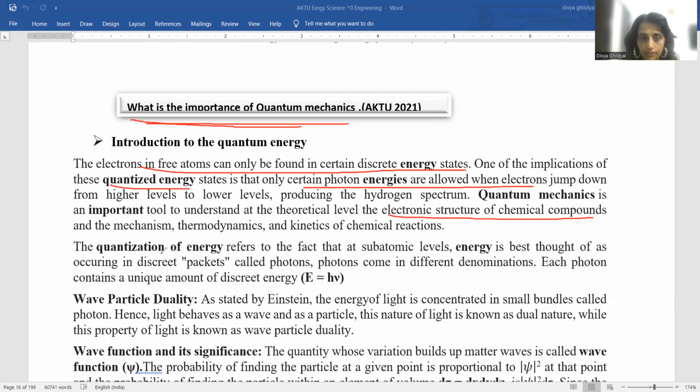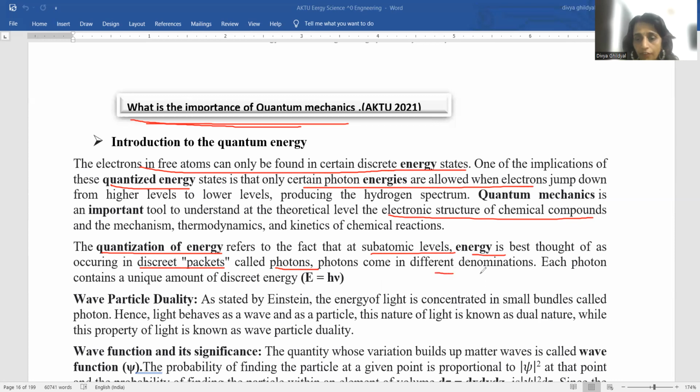So quantization, this word, if you remember, charge is quantized. Q is equal to Ne, where n is 1, 2, 3, 4. That means it exists in quantum multiples. Or an electron, which is orbiting around the atom, is existing in certain discrete values like n equal to 1, n equal to 2, etc. So quantization of energy refers to the fact that at subatomic levels, energy is best thought of as occurring in discrete packets called photons.